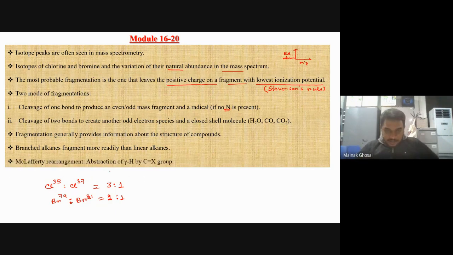Another thing that was discussed is the McLafferty rearrangement, the abstraction of gamma hydrogen by a C double bond X kind of group. If you have a C double bond O group and a gamma hydrogen, the hydrogen will be taken up by this group. This is called the McLafferty rearrangement, and it is very useful when you are dealing with compounds containing C double bond X where a gamma hydrogen is present.